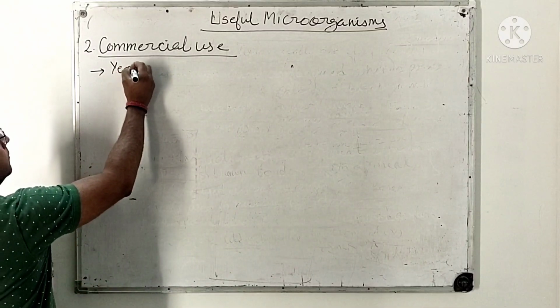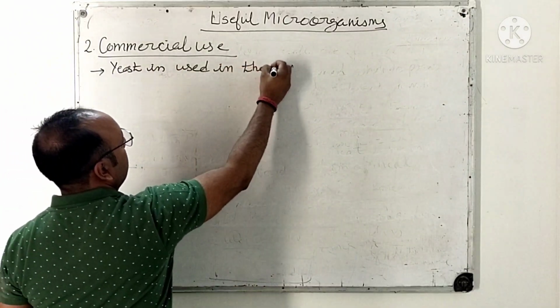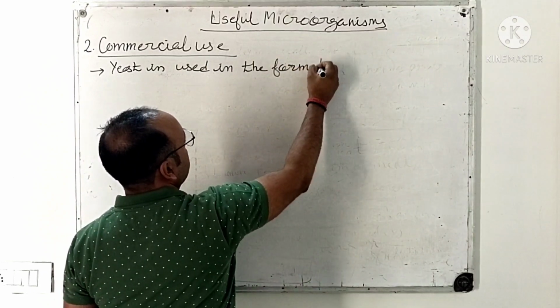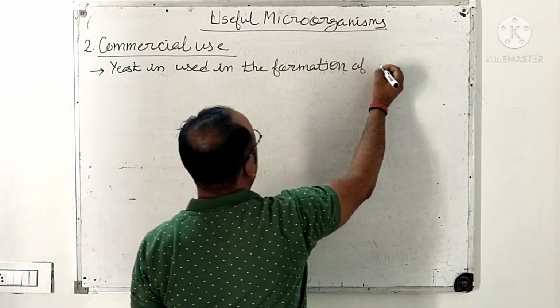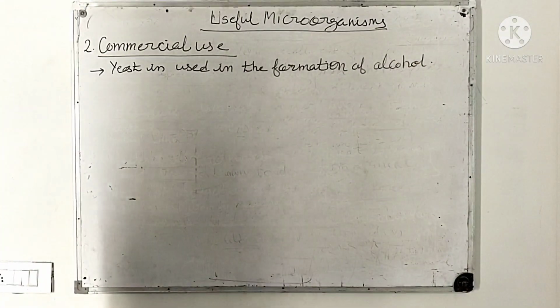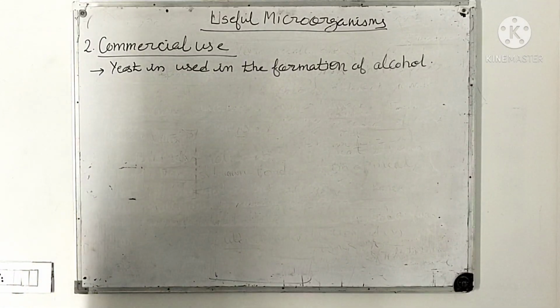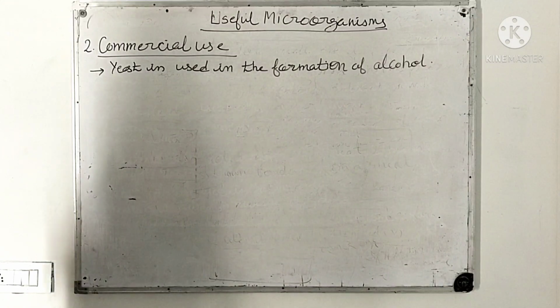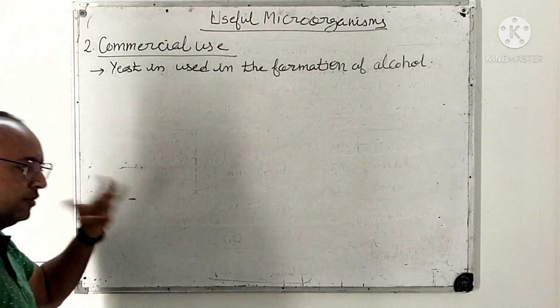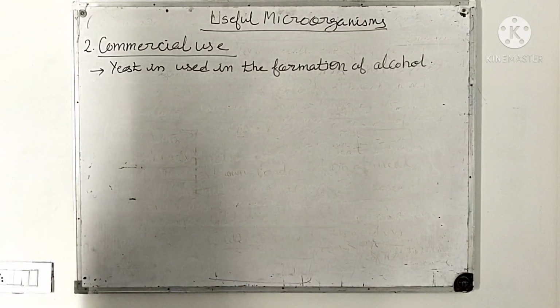Yeast is used in the formation of alcohol. That is how it produces alcohol. We know beer, wine, acetic acid, etc. For this purpose, yeast is grown on natural sugars, right? It starts taking them as food, and during its consumption it produces alcohol and carbon dioxide, and that is known as fermentation, right?